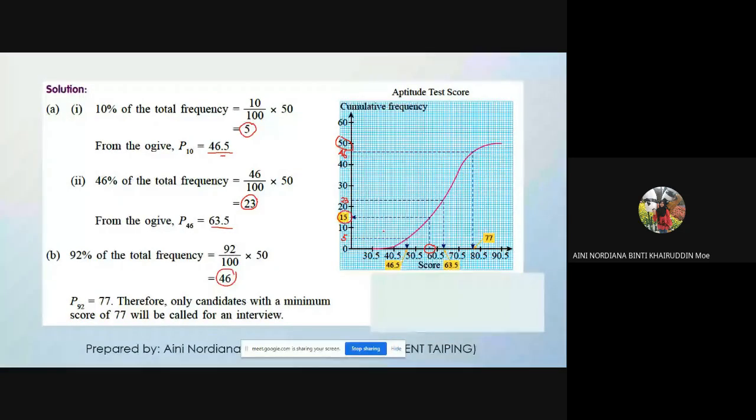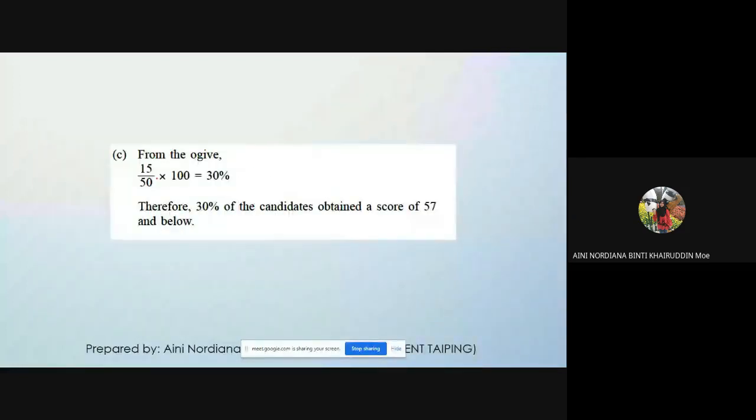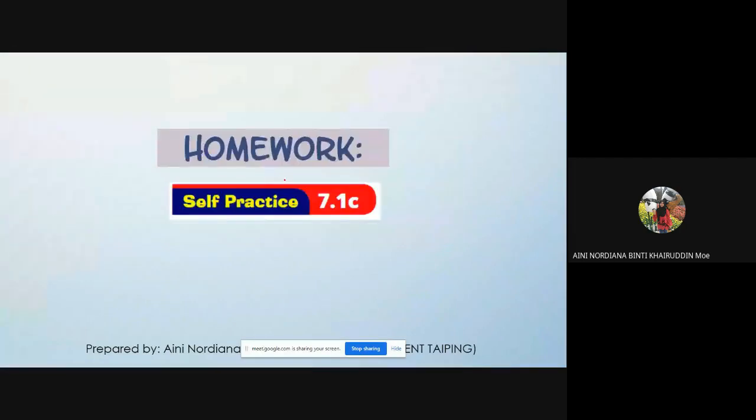So 15 over 50 times 100 is 30%. Therefore, 30% of the candidate obtain a score of 57 and below. Okay, ni dia baca terbalik daripada upper boundary to cumulative frequency. Alright. Habis dah. So this is your homework, self-practice 7.1C.